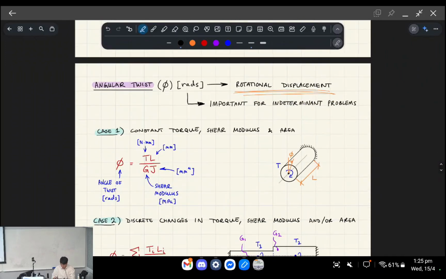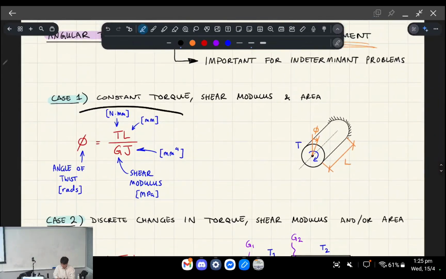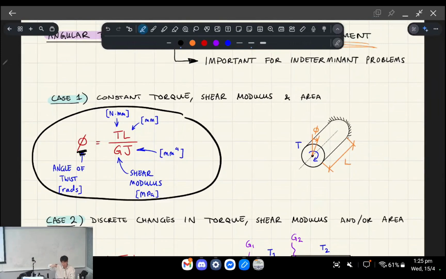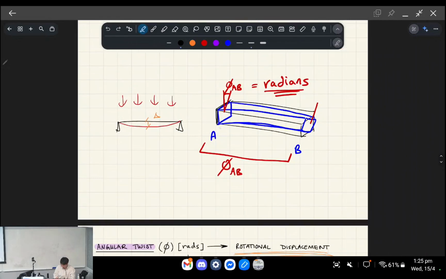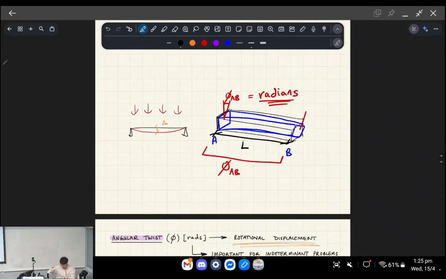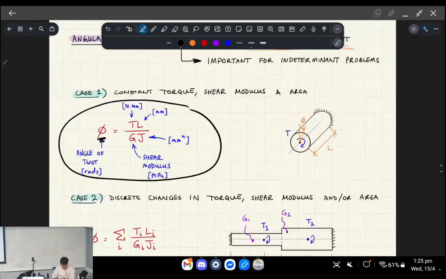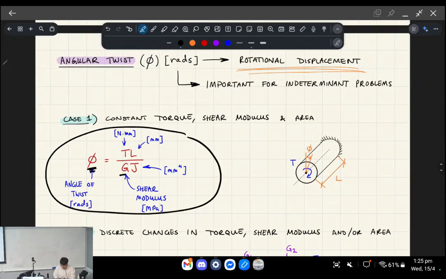Okay, so I'm going to show you the formula for twist, and it just looks like this. The amount of rotational displacement or twist is T, which is the torque, multiplied by the length. On this rod, that's the length of the rod that's being rotated, over the shear modulus times the polar moment of inertia.